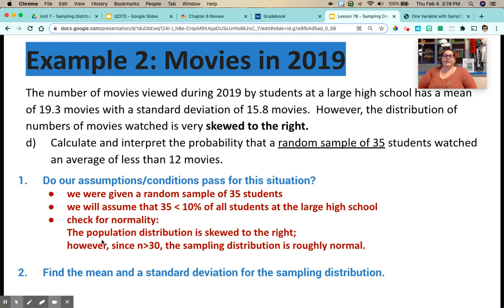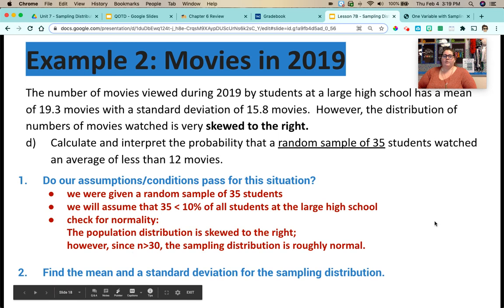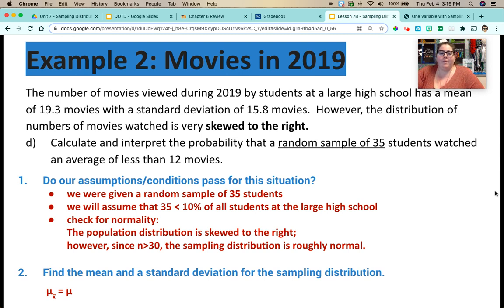The second step is to find the mean and standard deviation for our sampling distribution. Our mean formula: mu x bar equals mu. The mean of the means is the mean. So our original mean of 19.3 from the population is still our mean for the sampling distribution. The standard deviation formula says we take the original standard deviation, 15.8, and divide it by the square root of n, which is 35. So 15.8 divided by the square root of 35 comes out to about 2.67.